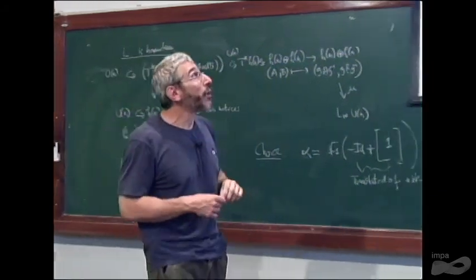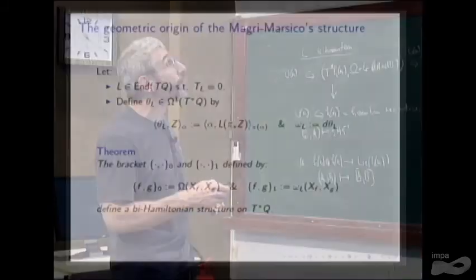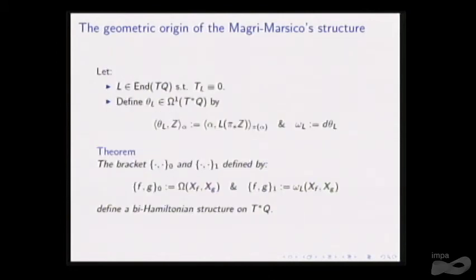So what we did, then I will come back to the previous slides. What we did was somehow to put the Magri-Marsico structure in the Kazhdan, Kostant, Sternberg setting. So we proved that this Bi-Hamiltonian structure can really be obtained by reduction. So let me go back 2 slides. So we asked, in some sense, what was the geometric origin of this Bi-Hamiltonian structure.